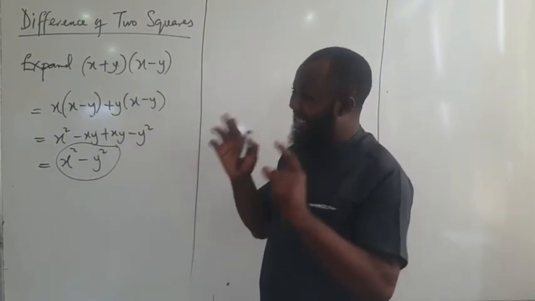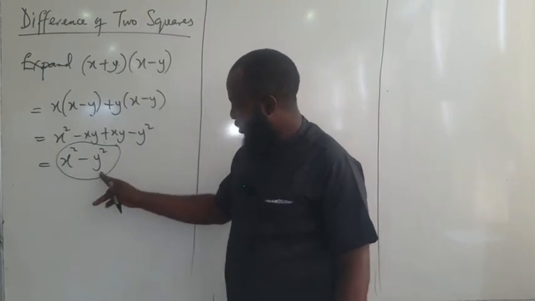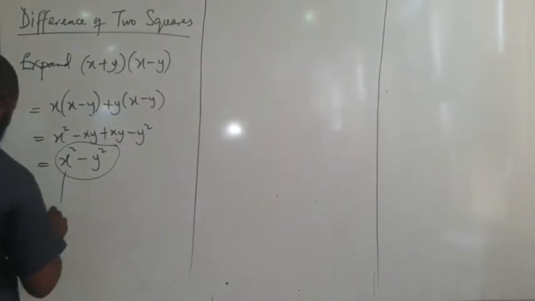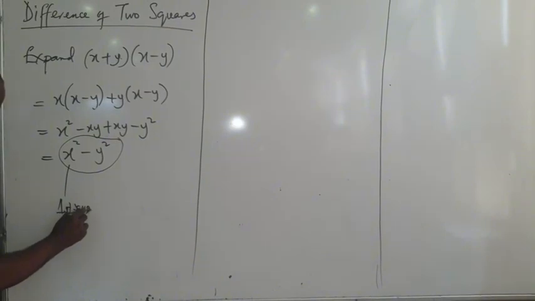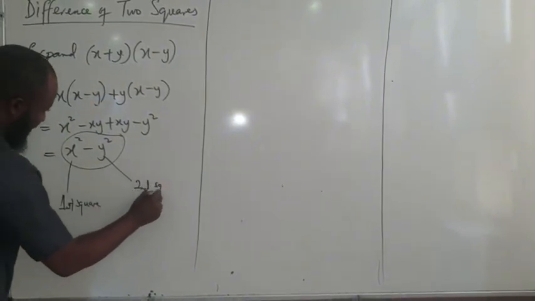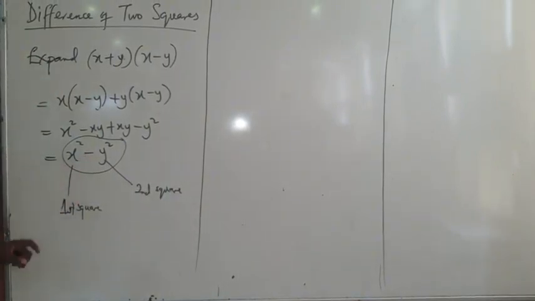What do we mean by that? Look at difference of two squares. This one is the first square, this one is the second square. The difference is the minus. So first square, and this is the second square. So what we have between the two of them is a difference. That's what is referred to as difference of two squares.